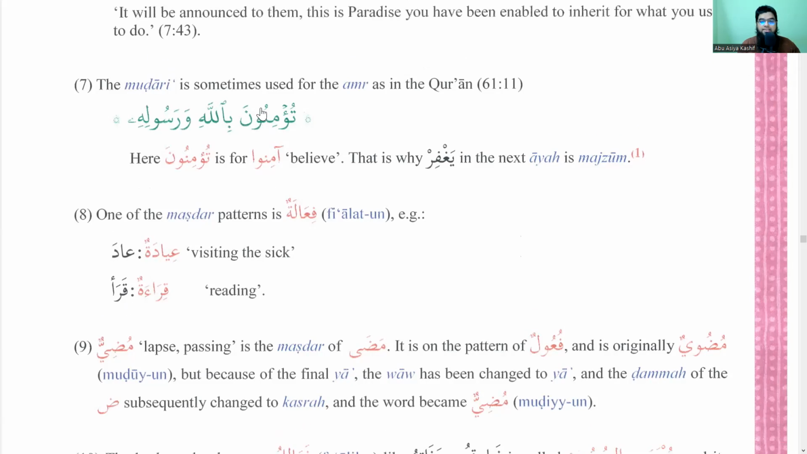Aminu billahi wa rasulihi, because this is more emphatic. Inshallah, someday when we do balagha. Like if you say to your child, do your homework, I mean, it's fine. Do your homework. It's okay.